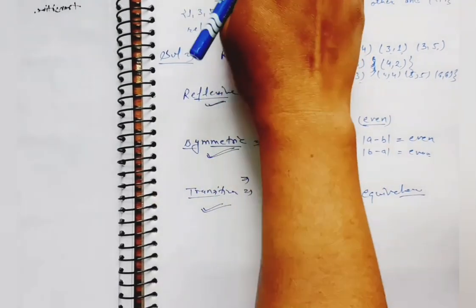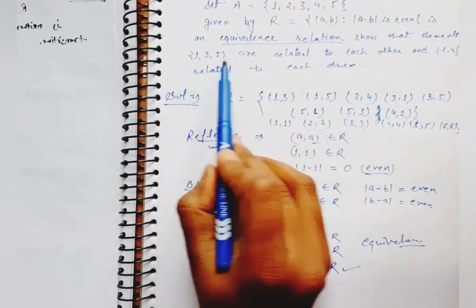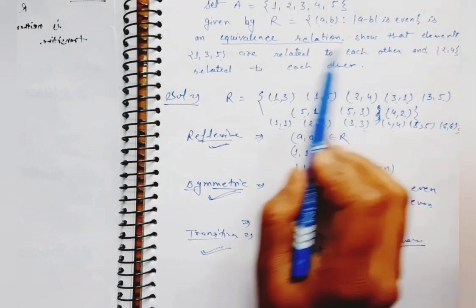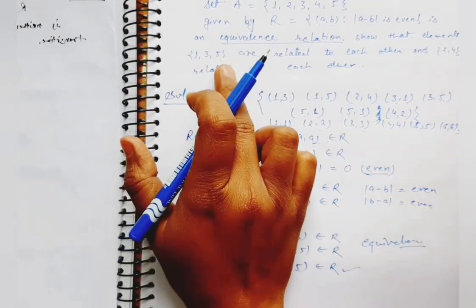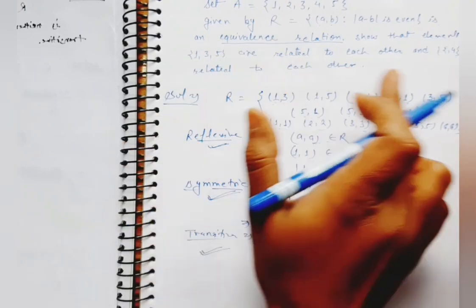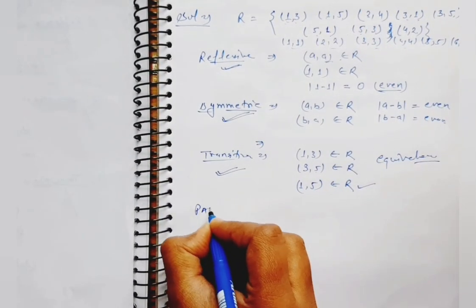Now the second part of the question that is given: show that the elements 1, 3, 5 are related to each other, 2 and 4 are related to each other, but the elements of 1, 3, 5 are not related to 2 and 4. This is the second part of the question.